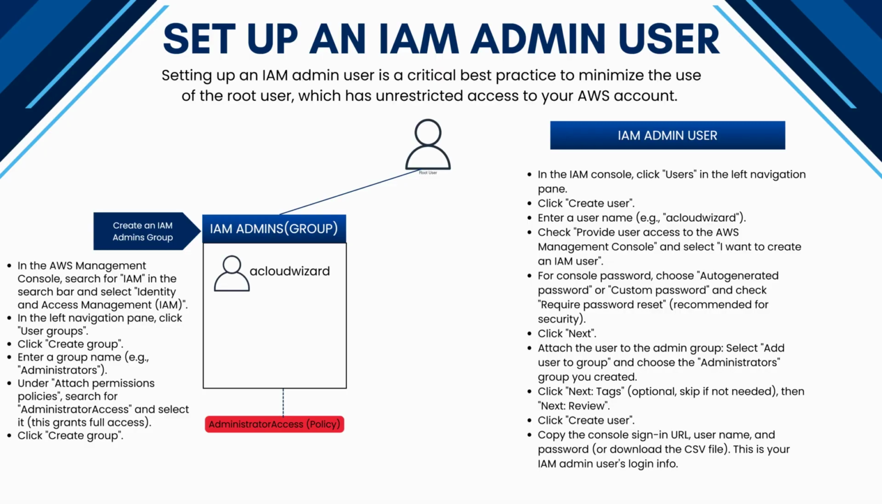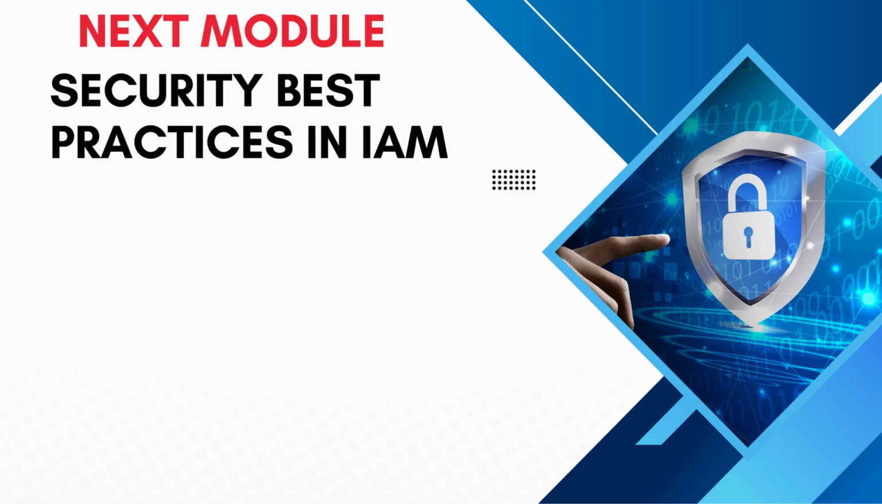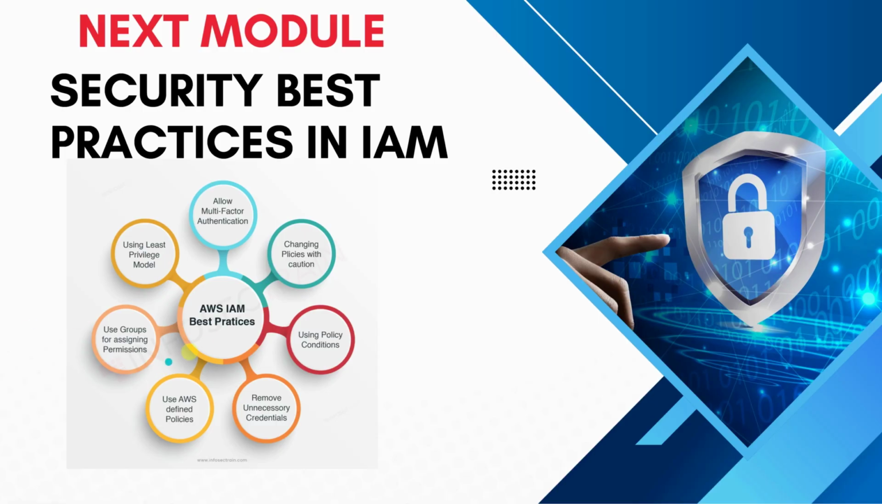Okay, I'm going to wrap it up. But first, let's just have a look at what's in store for us in the next module. And we're going to talk about security best practices in IAM. And we're going to cover fun stuff like least privilege, user groups, policies, multi-factor authentication, which we've already talked about in this one, and all sorts of fun stuff.